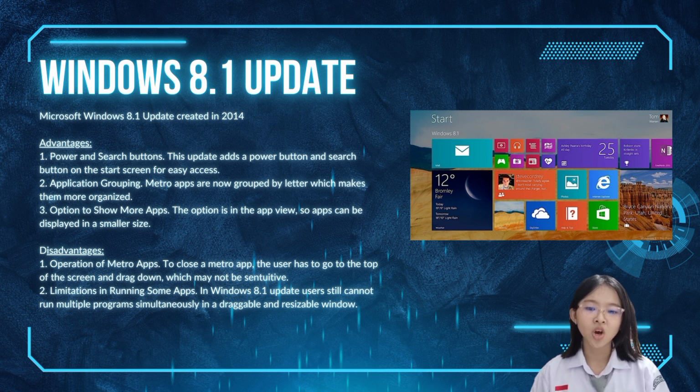Disadvantages: 1. Operation of Metro apps. To close the Metro apps, the user has to go to the top of the screen and drag it down, which may not be intuitive. 2. Limitation in running some apps. In the Windows 8.1 update, users still cannot run multiple programs simultaneously in a draggable and resizable window.